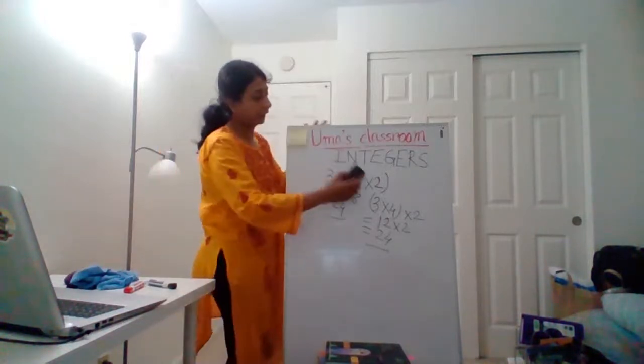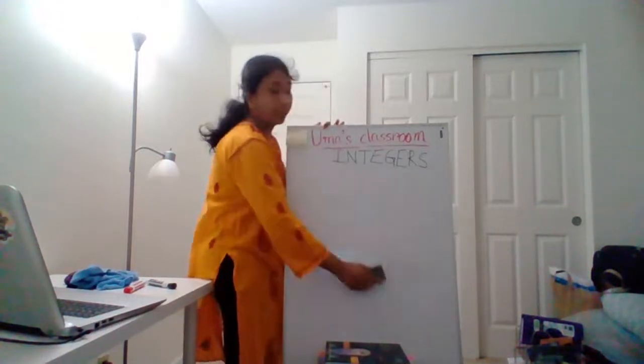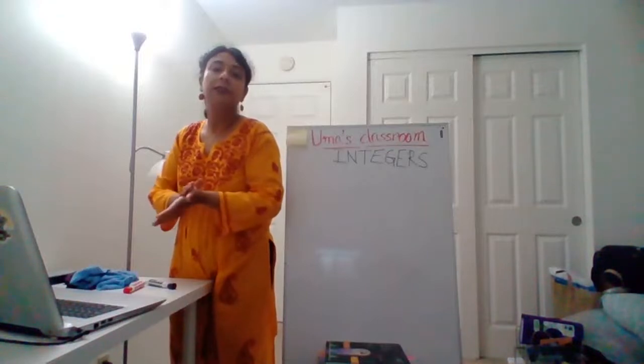Multiplication has another property known as distributive property. And distributive property actually makes the multiplication easier.